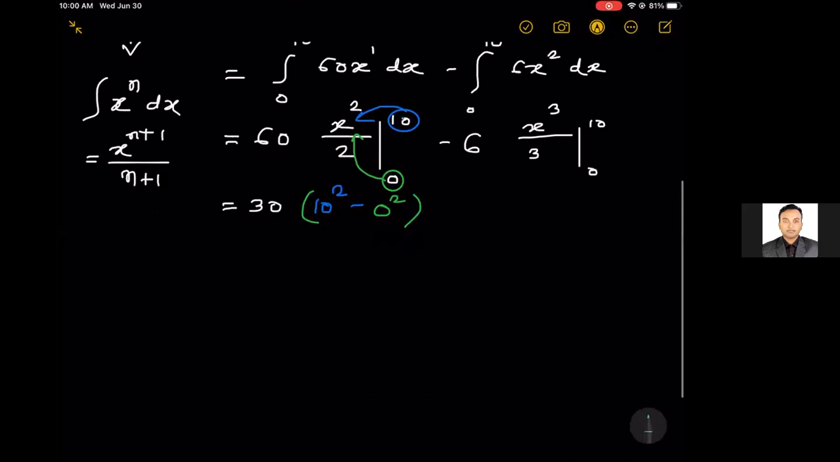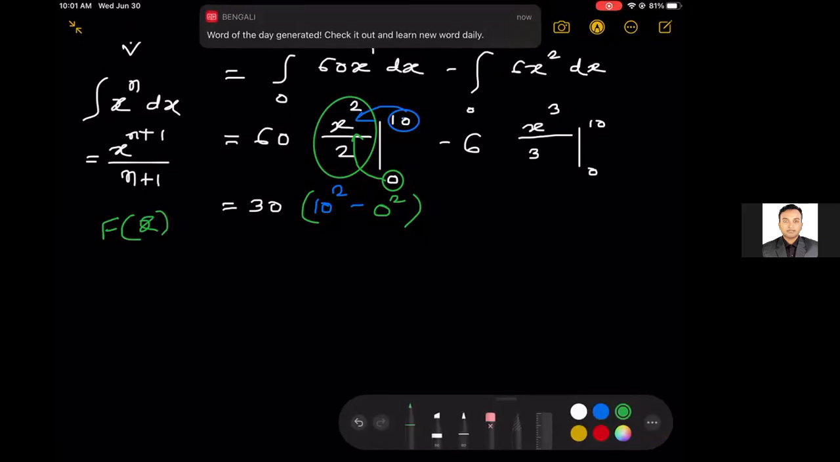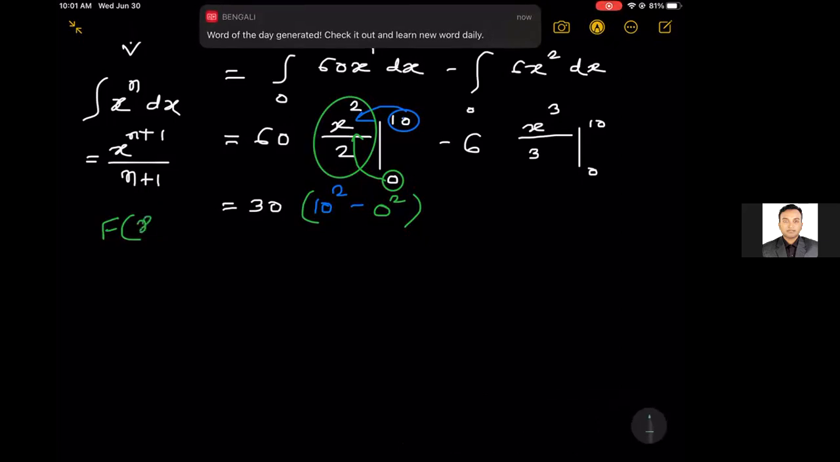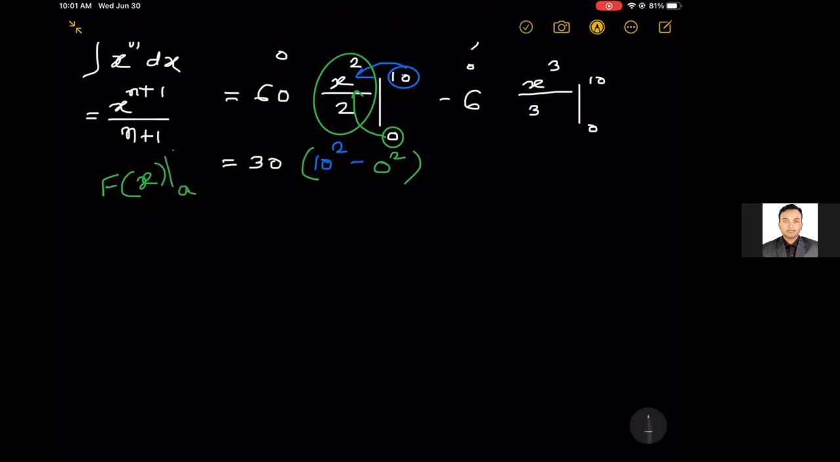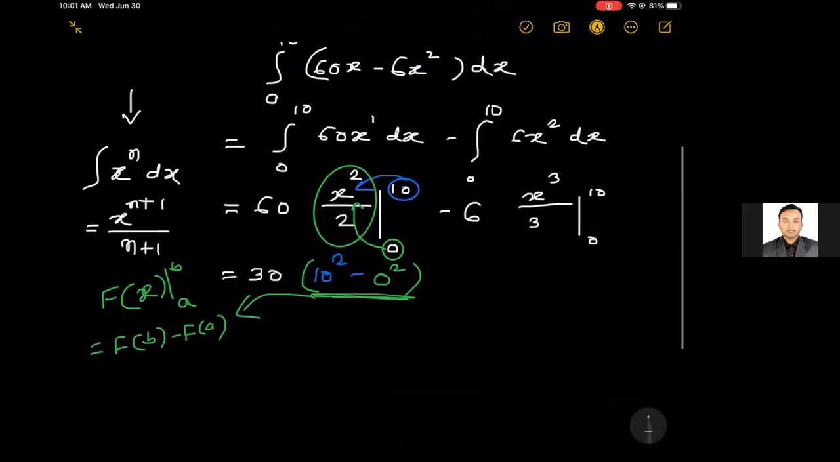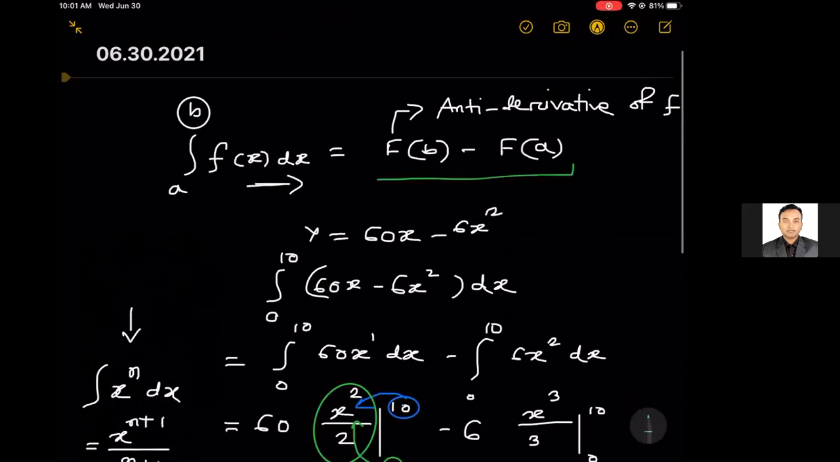So this is nothing but finding the antiderivative. This is the antiderivative, f of x. And we're just evaluating it, so f of b minus f of a. This is what we have done here, right? And this is exactly what the statement said.